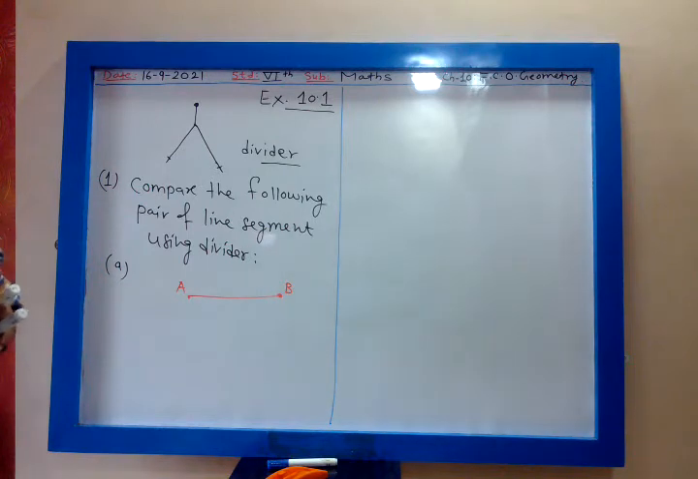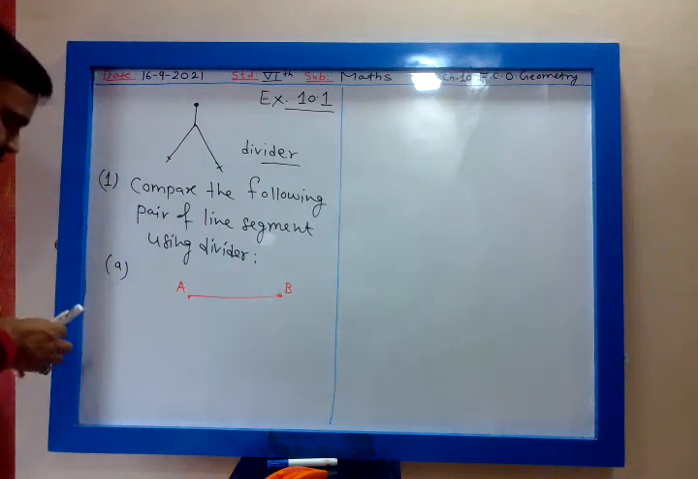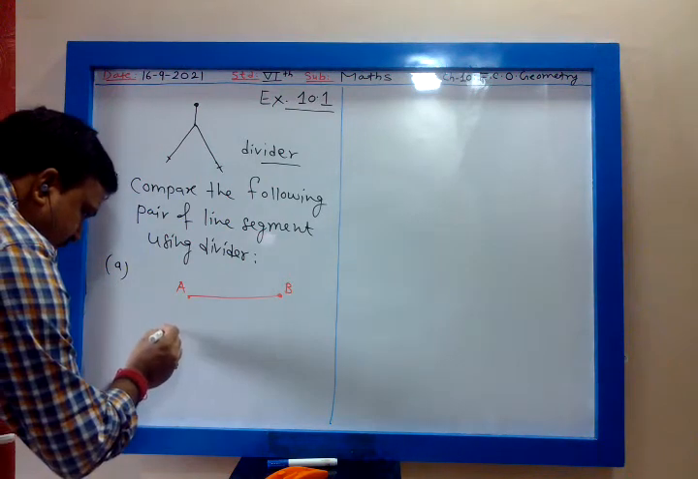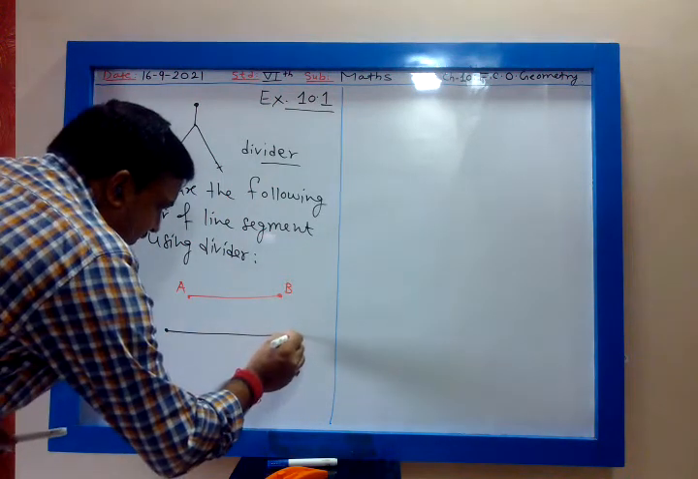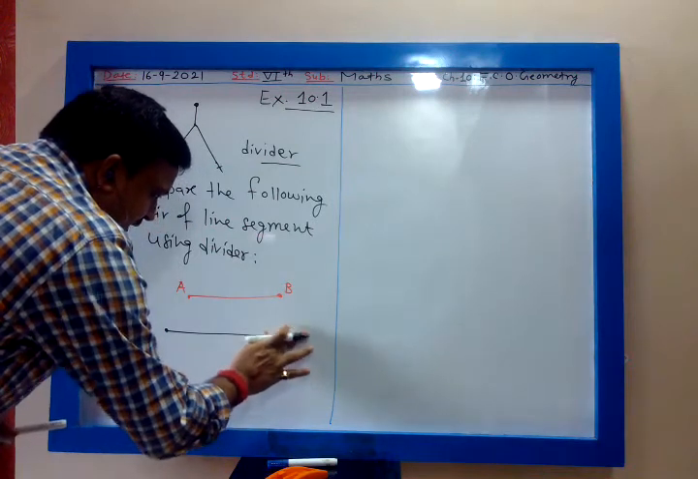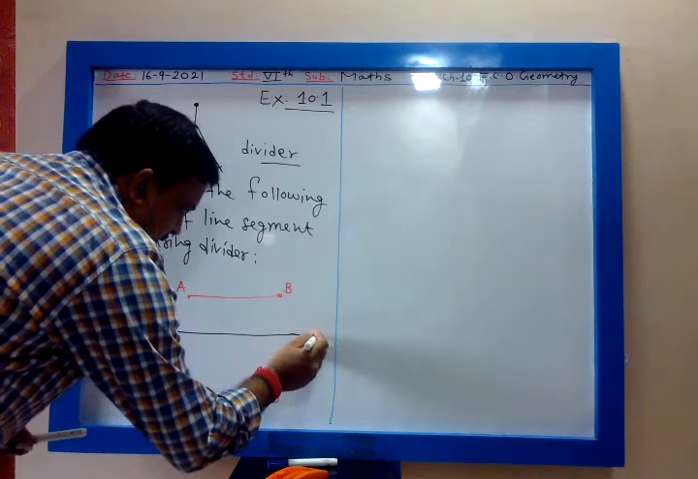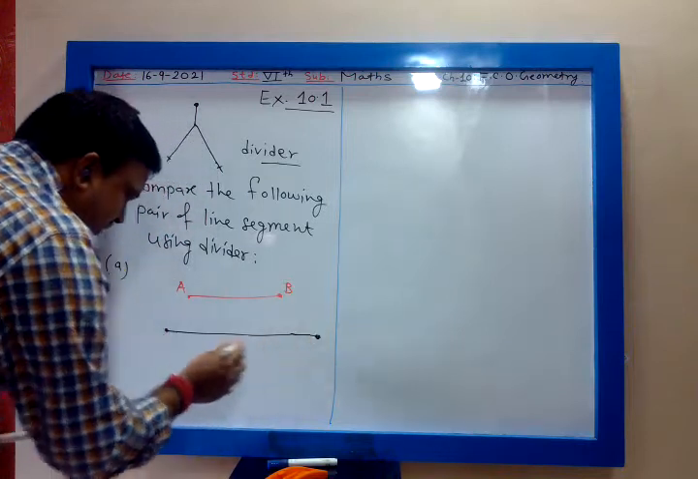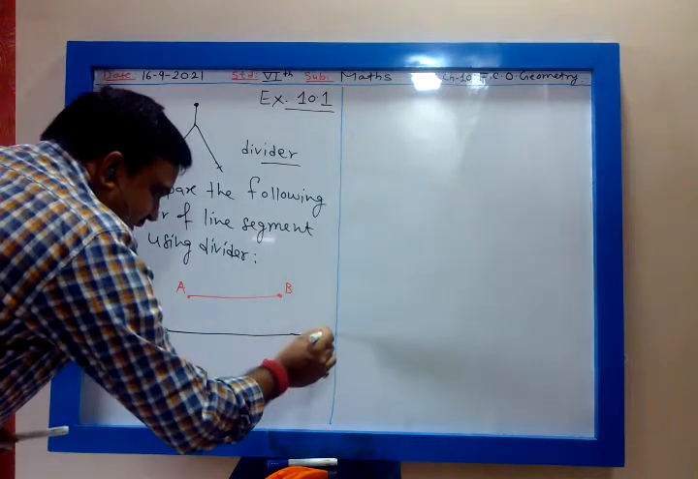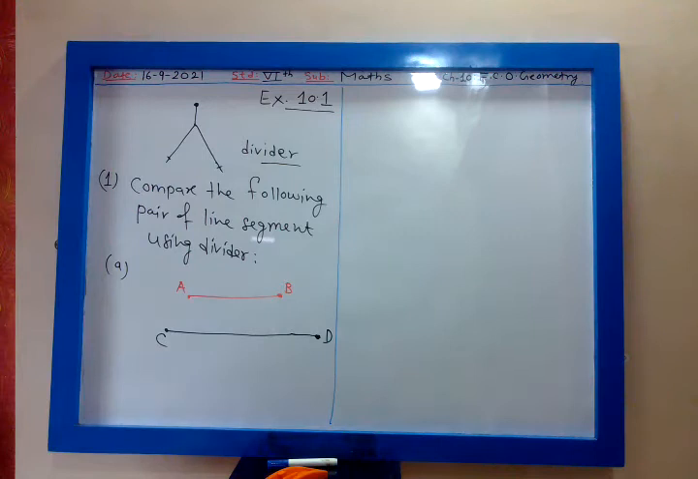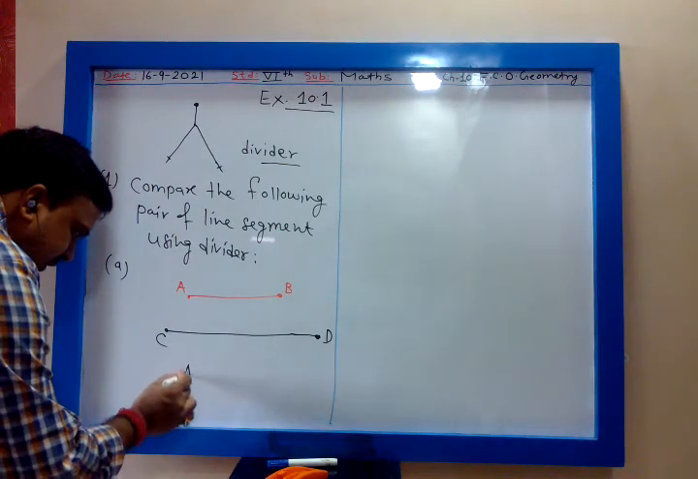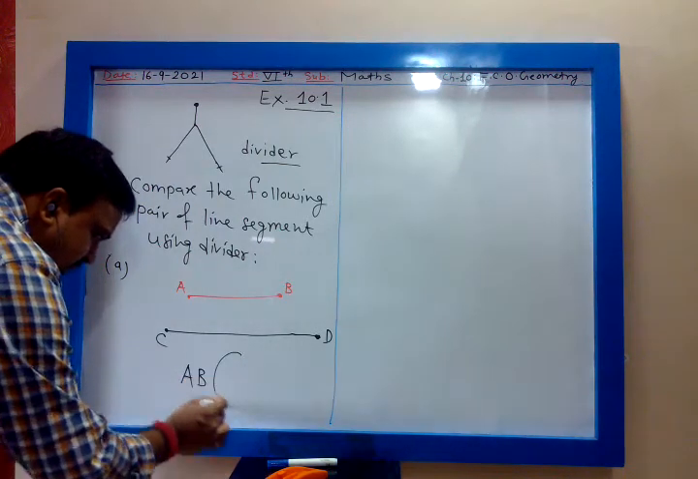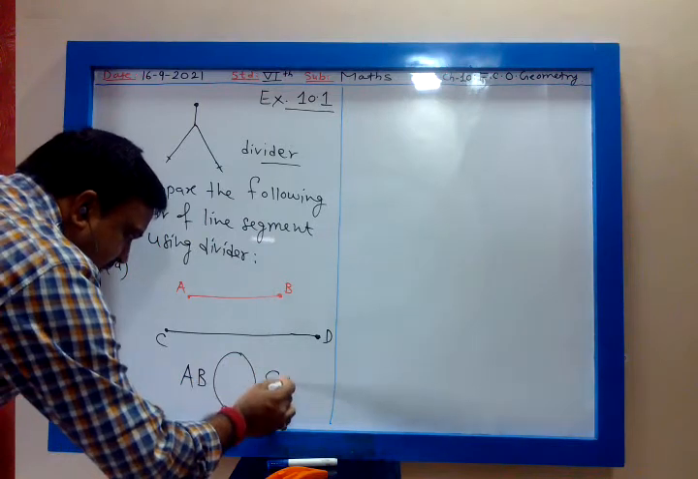In the notebook you have to write AB and CD. And there is another line segment CD. Yes, without measure. Now AB, then here you have to write circle. You have to compare CD.